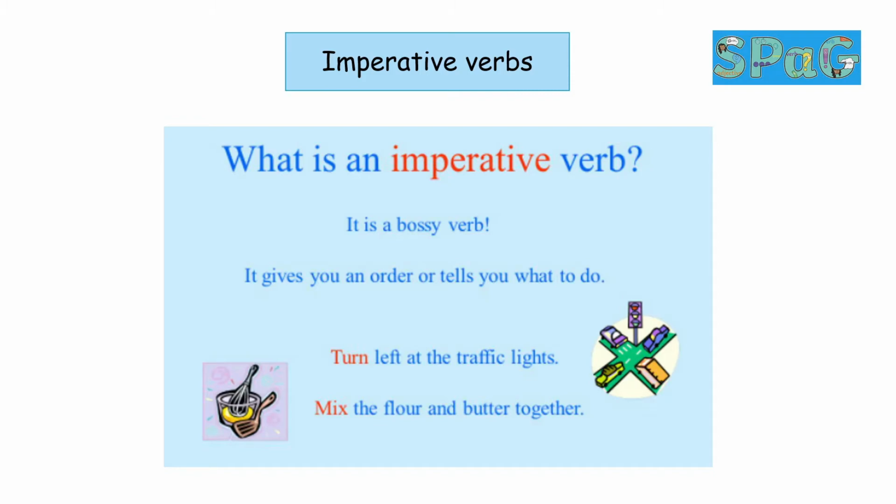Turn left at the traffic lights. What's the imperative verb in that sentence? Yes, well done. It's turn. That's the word, the verb, that's telling you what to do. Let's have a look at the second sentence. Mix the flour and butter together. What's the imperative verb in that sentence? Well done. It's mix. That's what you have to do.